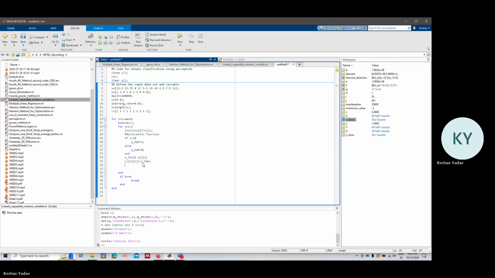Okay. Now I need to find the W new. So W new will be the whole W plus learning rate multiplied by Lj multiplied by x in. So this is what my W.